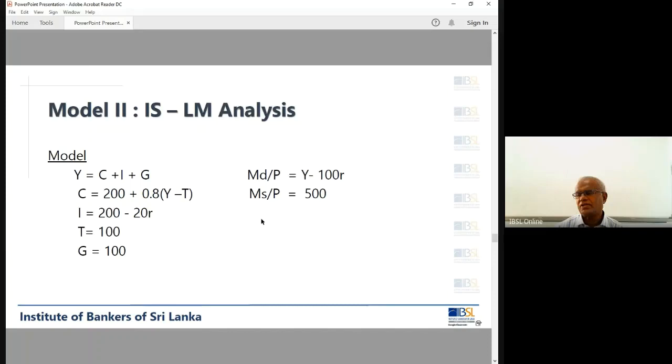Then okay, now we are going to derive the IS curve and LM curve using this information. The information given on the left is related to the goods market.